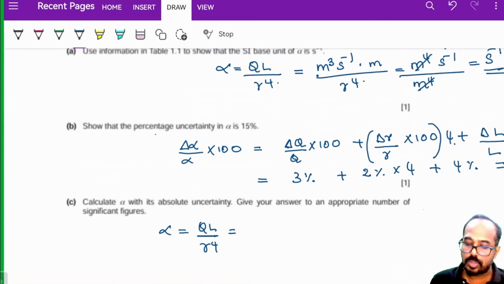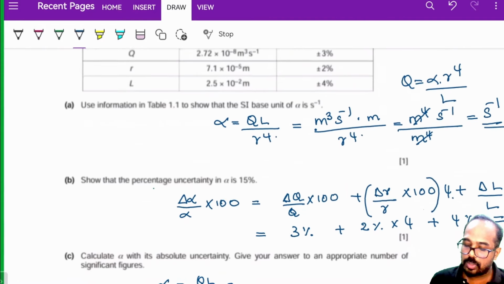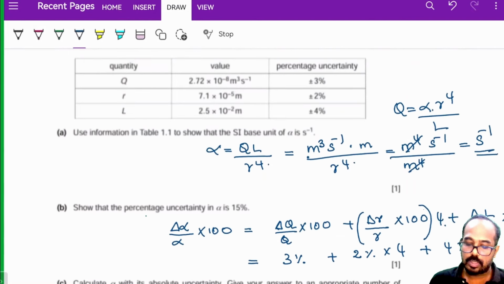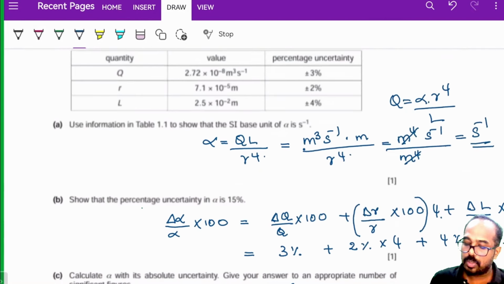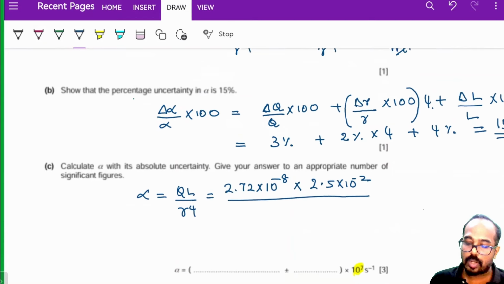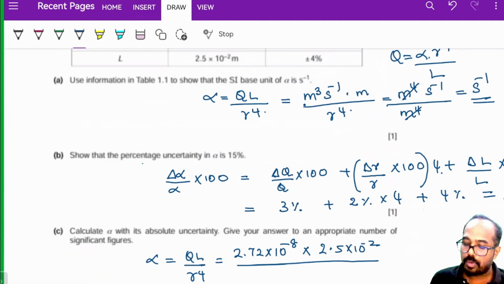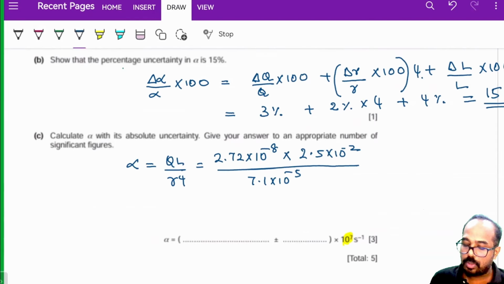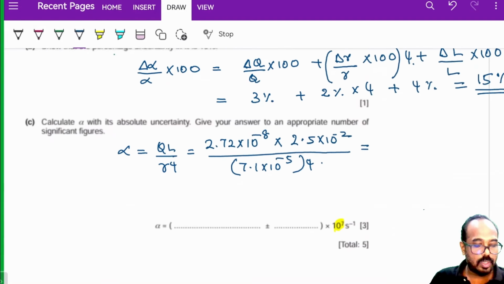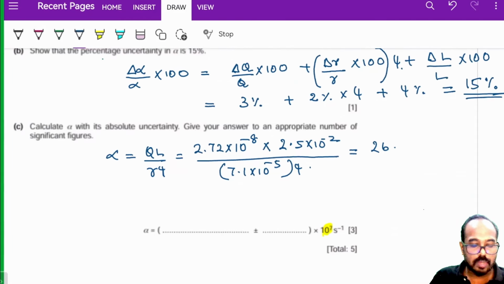Substitute the values. Q is equal to 2.72 into 10 to the power minus 8, multiplied by the length, 2.5 into 10 to the power minus 2, upon what is the radius r value? 7.1 into 10 to the power minus 5, the whole to the power 4, right? So you put these values in your calculator and check. When you do it, it will be 26.759 multiplied by 10 to the power 6.